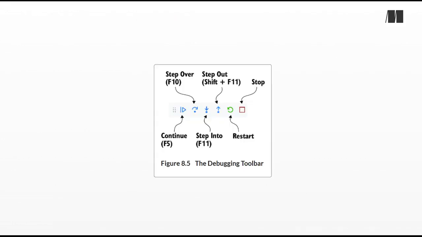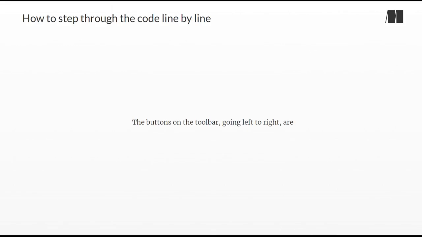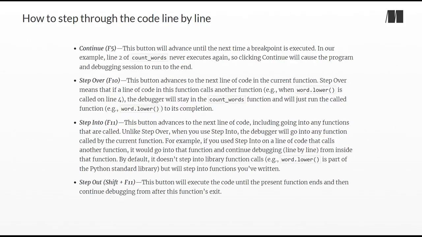The debug toolbar, Figure 8.5, is critical as it drives the process once you start debugging. You can advance an instruction, restart debugging, or stop debugging. Figure 8.5. The debugging toolbar. The buttons on the toolbar going left to right are Continue, F5. This button will advance until the next time a breakpoint is executed. In our example, line 2 of countWords never executes again, so clicking Continue will cause the program and debugging session to run to the end.